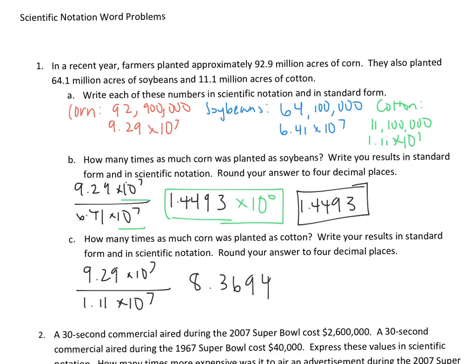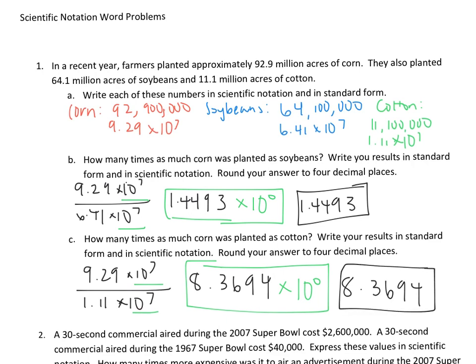And then 10 to the 7th over 10 to the 7th gives me again 0, so times 10 to the 0, because that really equals 1. So that's my scientific notation, and then in standard form it would be 8.3694, and then that would be my answer.